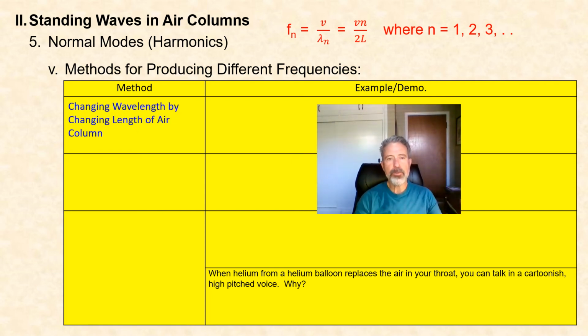So the first method to produce different frequency notes in these instruments is by changing the wavelength, really changing the length of the air column. If you look at this equation, and I realize that this is for the open tube instrument, but we have a similar expression for the closed tube instruments, we see that there's this inverse relationship between frequency and tube length. So clearly the longer tubes correspond to the lower frequency notes.